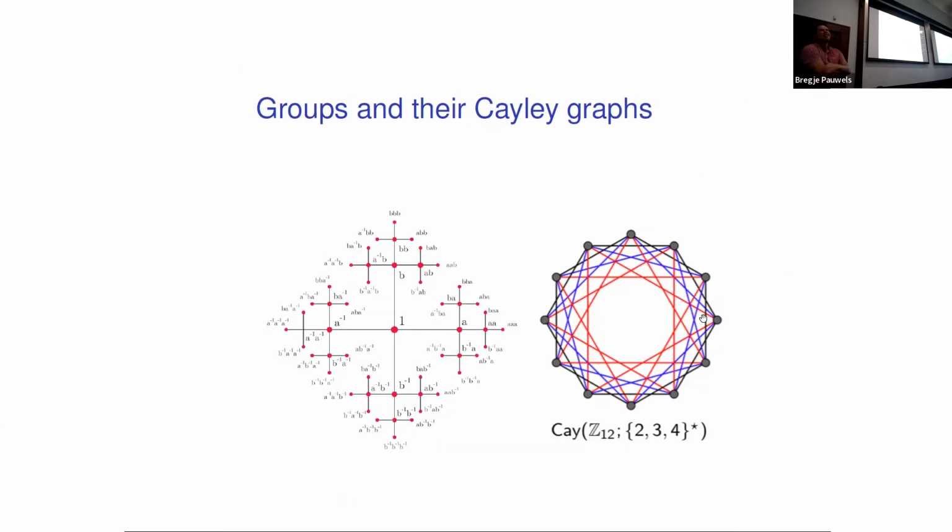So groups and their Cayley graphs. So now I want to discuss the proof a little bit. So it will become a little bit more technical, but you will be able to understand at various levels.